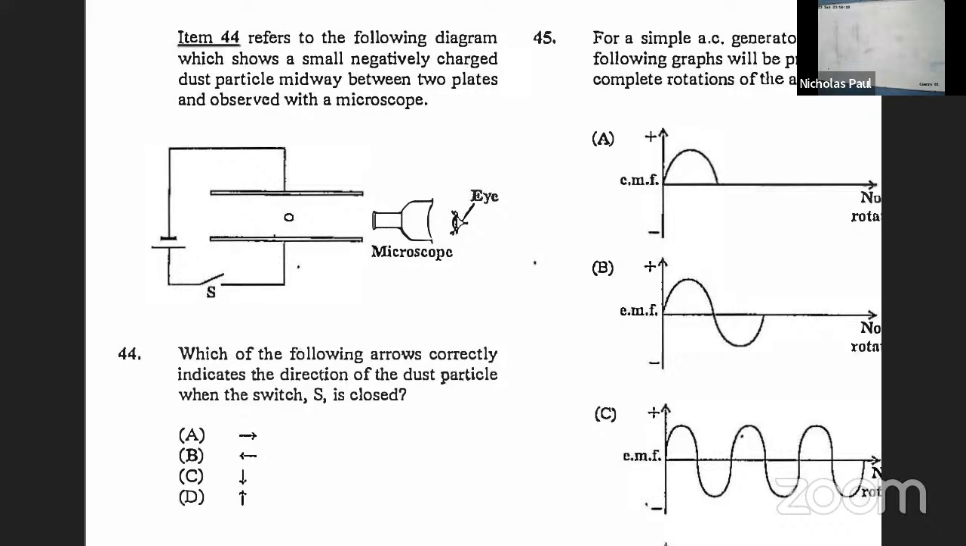So item 44 refers to the following diagram, which shows a small negatively charged particle between the two plates. Here's the positive, here's the negative terminal. Which of the following indicates the direction in which the dust particle will move when the switch is closed? When closed, negative will be attracted to the positive, so it will move downwards. C. All right. Next one, 45.